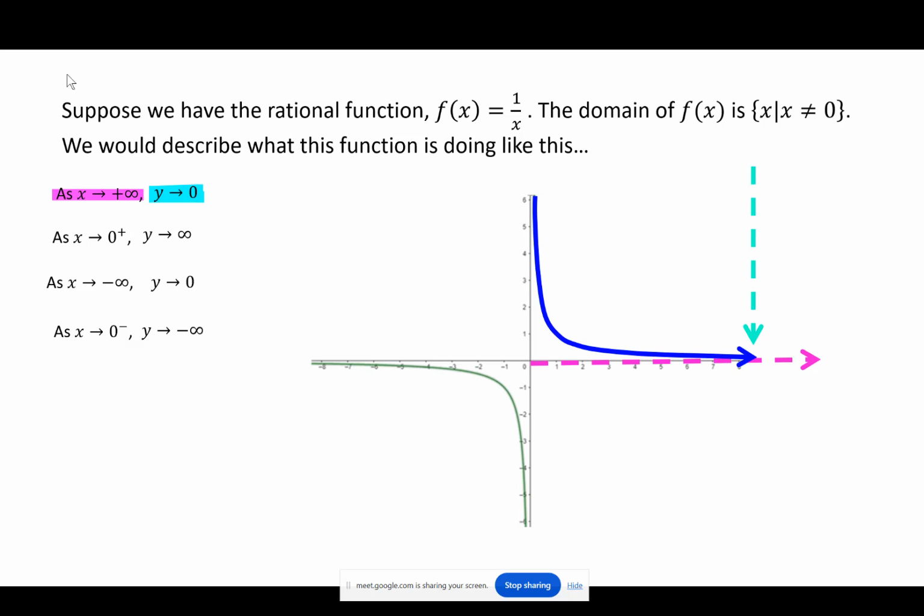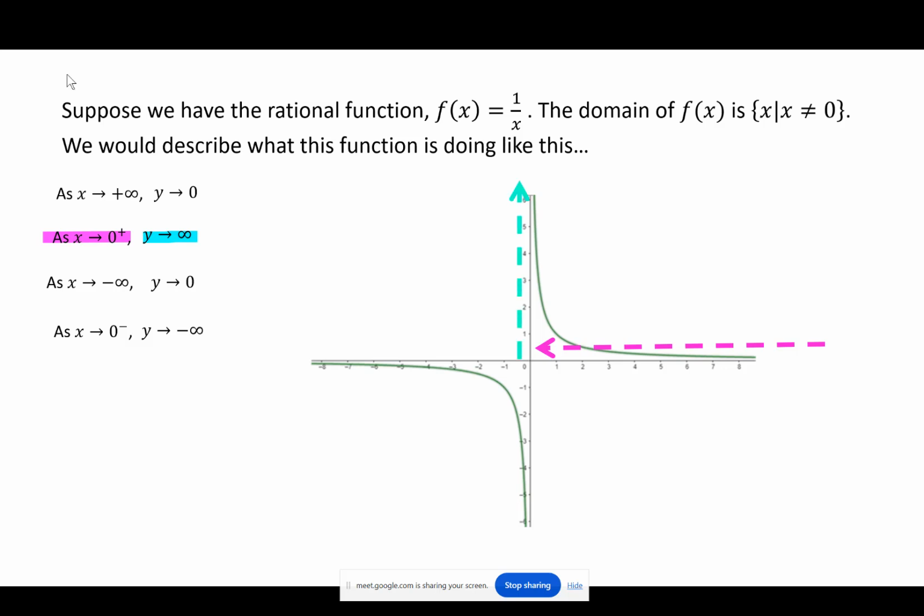As x approaches 0 from the right side, so as x approaches the y-axis, what's happening to the graph? Well, what's happening to y? y is shooting up. It's going up toward infinity. So that's what the graph is doing as x approaches 0 from the right side.